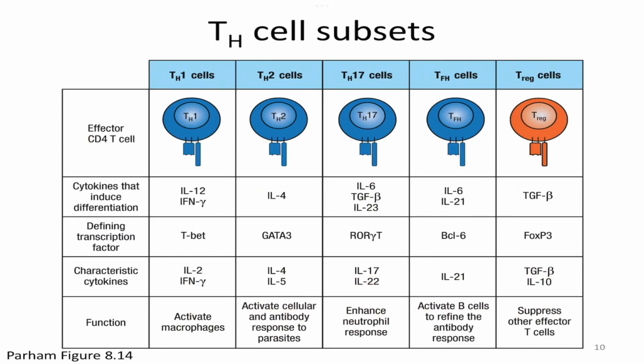In fact, the ones that we're actually going to be talking about at all in this class are the ones that are shown in your textbook, which are the helper T cell subsets that are shown here. You will likely want to use figure 8.14 in your studying, as this is a really nice overview of the helper T cell subsets with the list of cytokines that induce differentiation, the transcription factor, and the cytokines that are produced, as well as the function of these cells.